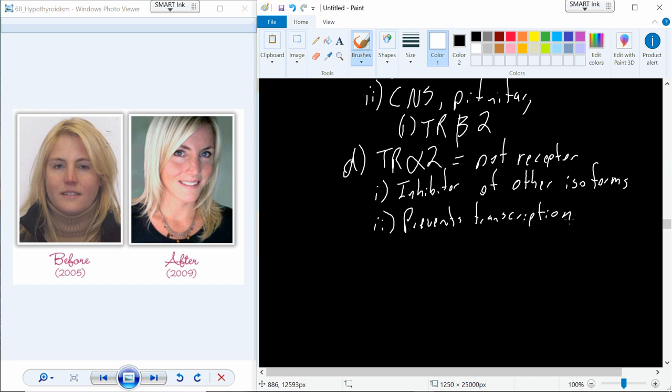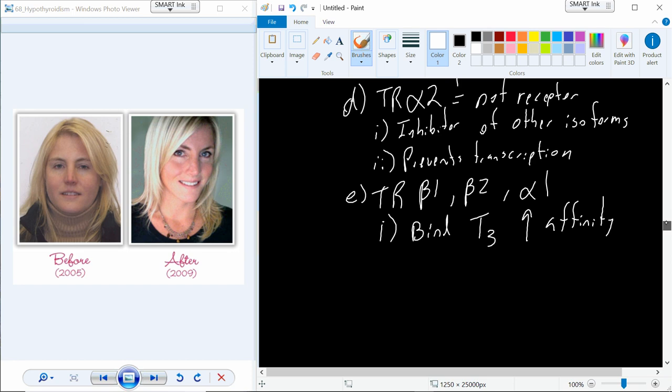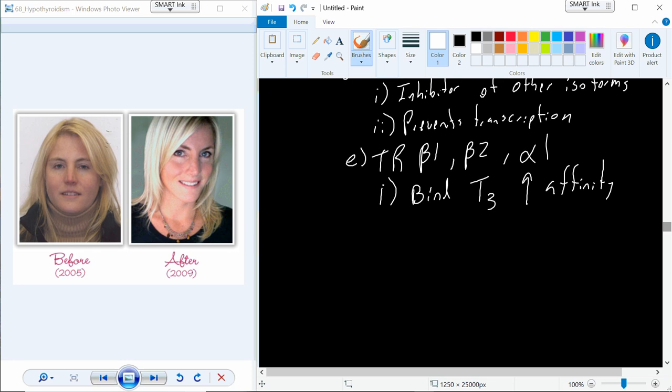All right, so we're going to keep track of beta 1, alpha 1, and beta 2. So thyroid receptor beta 1, beta 2, and alpha 1. They all bind T3 with a relatively high affinity. Remember, I said T3 was your more potent of thyroid hormones. It's because their affinity for their receptor is pretty high. When we bind the thyroid receptors, this results in an activation of transcription.